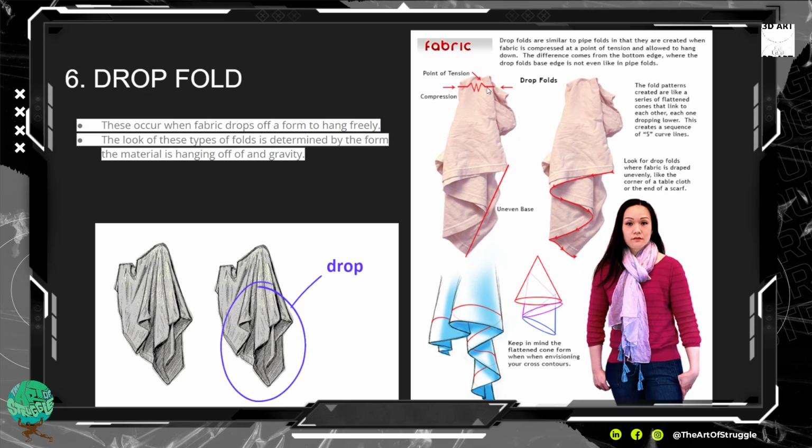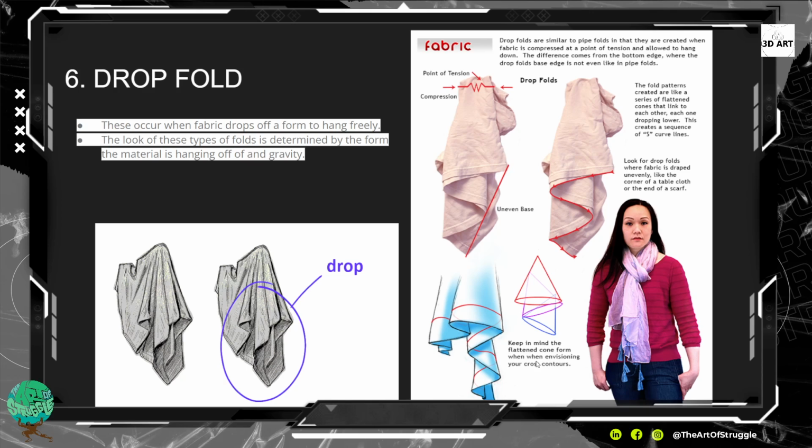You can have a compression point right here, the point of tension, but we're letting it just do its thing, let gravity do a lot of the work for us. The fold patterns created are like a series of flattened cones that link to each other, each one dropping lower. This creates a sequence of S-curve lines. You can see we have this S-curve going on in our fabric here. Look for drop folds where fabric is draped unevenly, like the corners of a tablecloth or the end of a scarf.